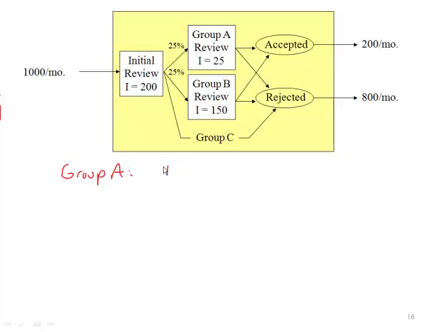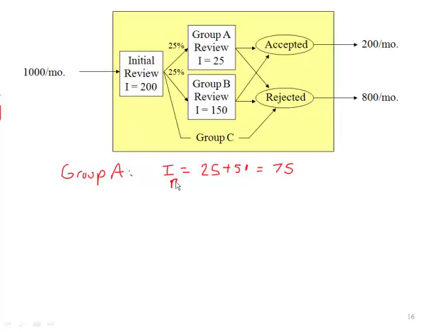What's the inventory for Group A? Well, we got 25 up here. How many of the initial review are applications from Group A? Well, it's going to be 25% of the 1,000 coming in. We could see that because Group A's represent 25% of the flow out of initial review. So 25% of 200 is going to be 50. And if my math hasn't failed me, that's going to be 75.